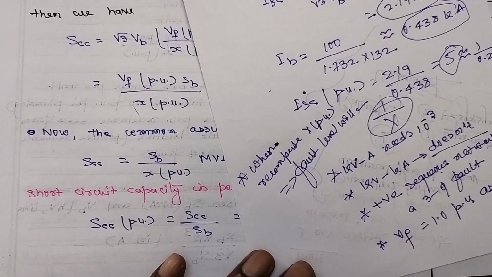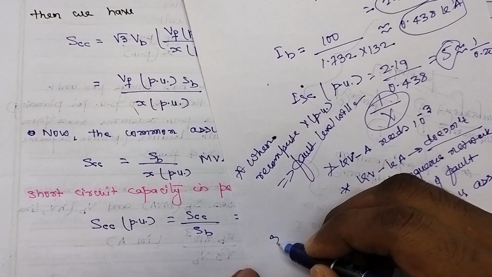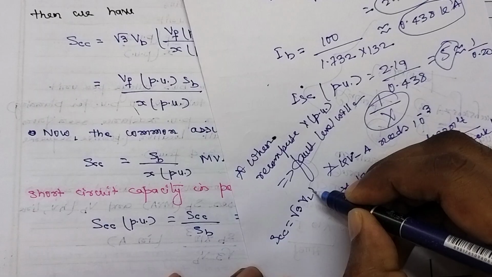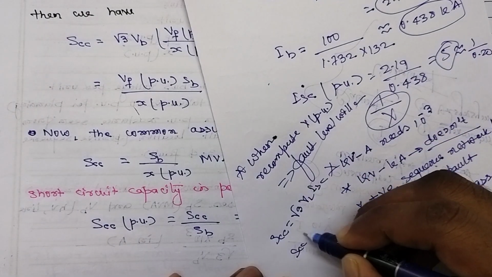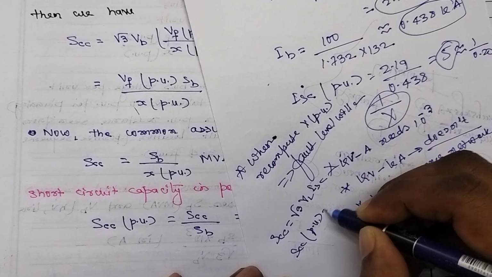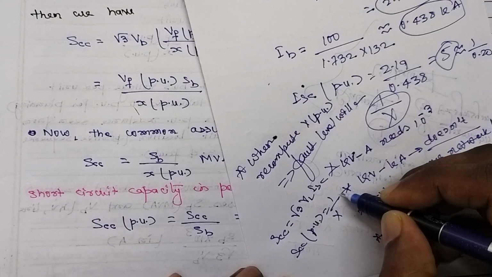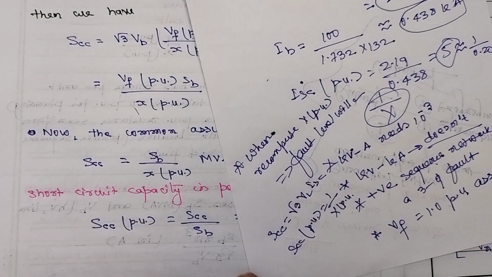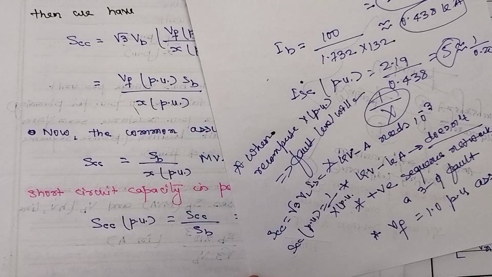So here what we have to remember: SCC is equal to root 3 VL ISC. SCC in per unit, we have to remember, is 1 by X in per unit. So that's the derivation. You will get real time SCC from the volts and amperes again and again. The shortcut is 1 by X.